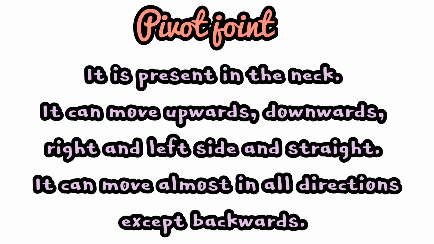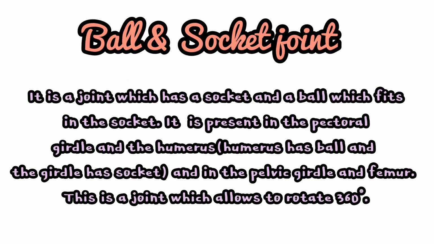Pivot joint. It is present in the neck. It can move upwards, downwards, right and left side and straight. It can move almost in all directions except backwards. Ball and socket joint. It is a joint which has the socket and the ball which fits in the socket. It is present in the pectoral girdle and the humerus. Humerus has the ball and the girdle has the socket, and in the pelvic girdle and femur. This is a joint which allows us to rotate 360 degrees.